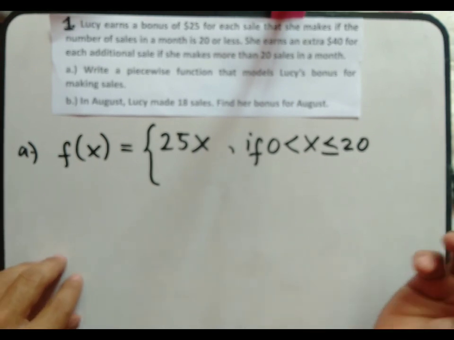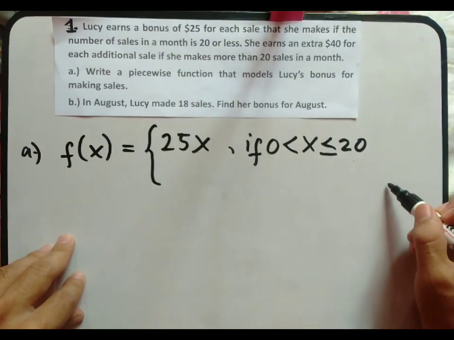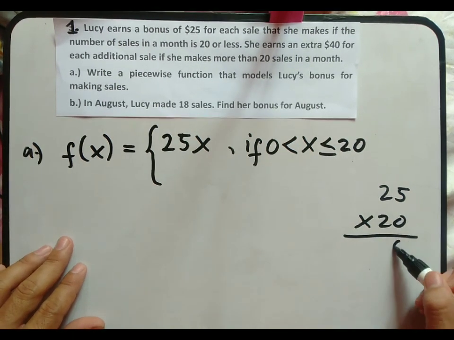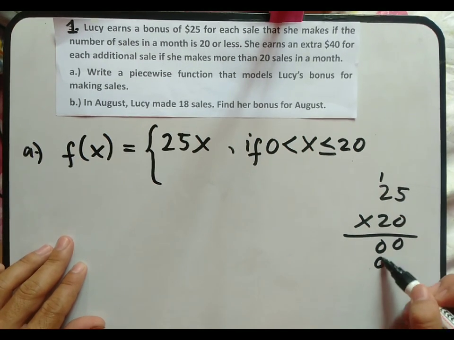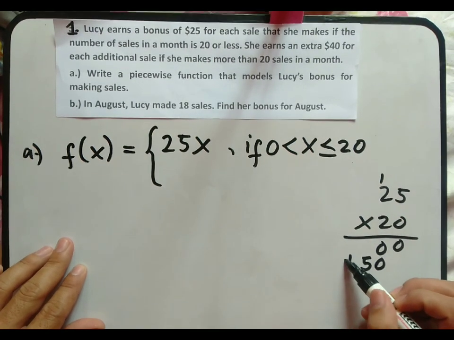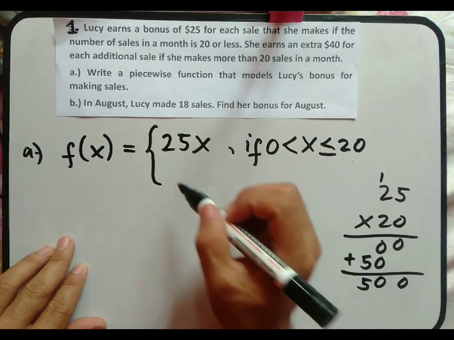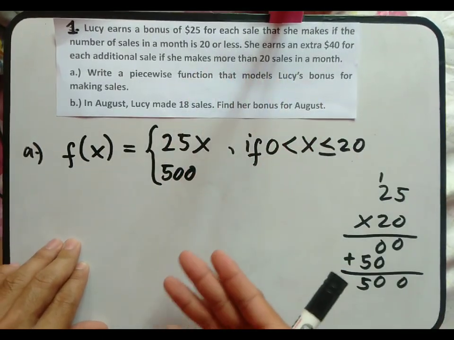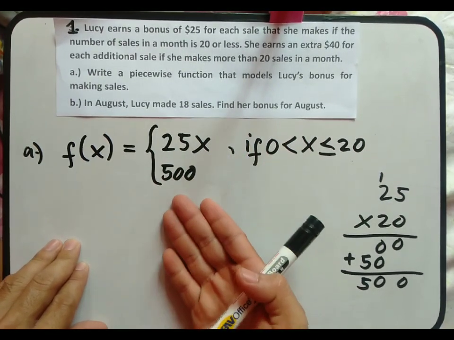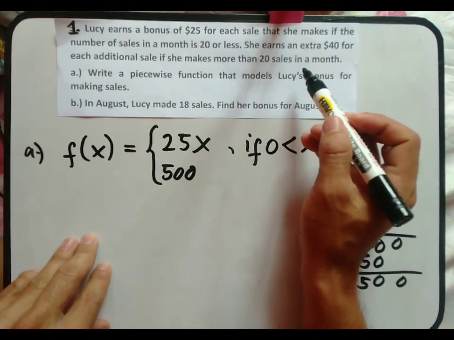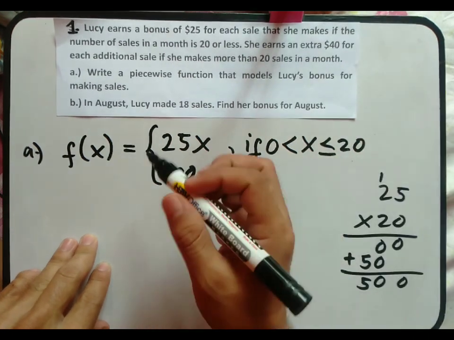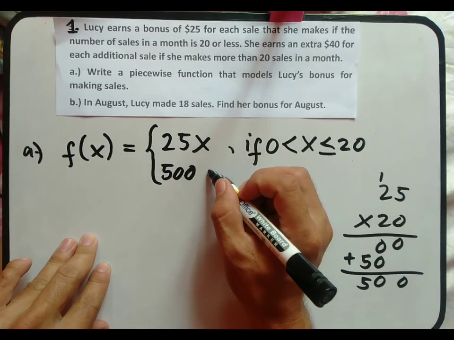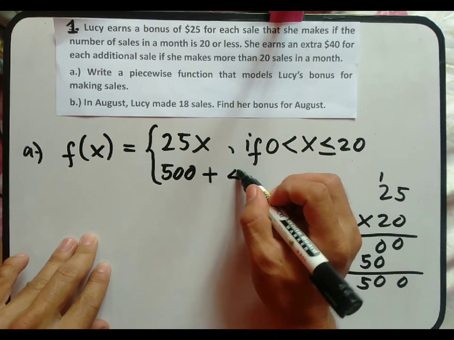And then, for letter B, we need to multiply first 25 and 20. 25 times 20. So we have 0, 0, okay, 10, then 4, and 5. Then add, we have 500. Okay? So kapag nakasale siya ng 20, then she will earn a bonus of $500 in a month. Pero kapag nakasale siya ng more than 20, then she will earn an extra $40 for each additional sale. So, yung 20 sale na yon, that is worth $500. And then, merong additional na tig $40 each.